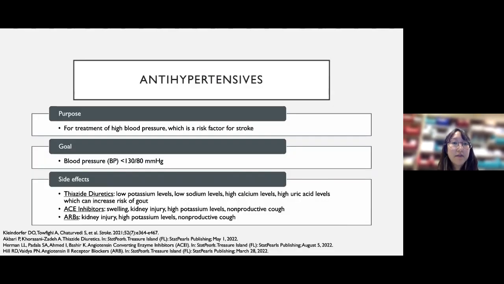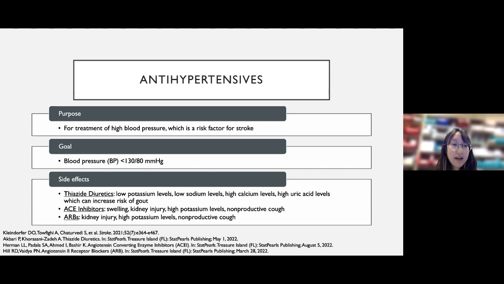So the purpose of these blood pressure medications is to, of course, treat high blood pressure, which is a risk factor for stroke. Increased blood pressures can actually damage the arteries throughout our bodies, including the arteries in our brain. And that's going to potentially increase the risk of a stroke. So in order to prevent that, it's important to control your blood pressure with these agents. And the goal blood pressure we're aiming for is less than 130/80.